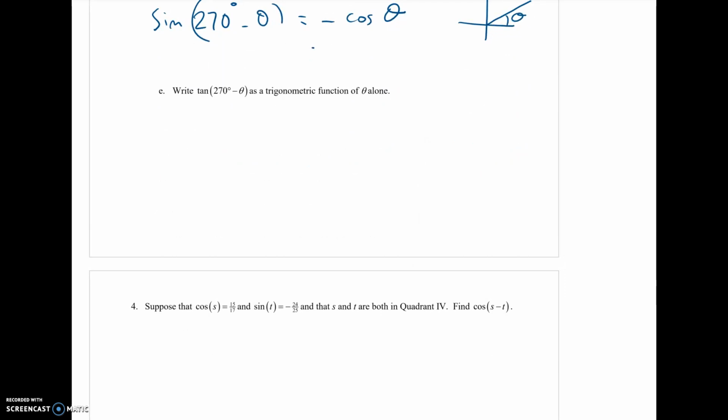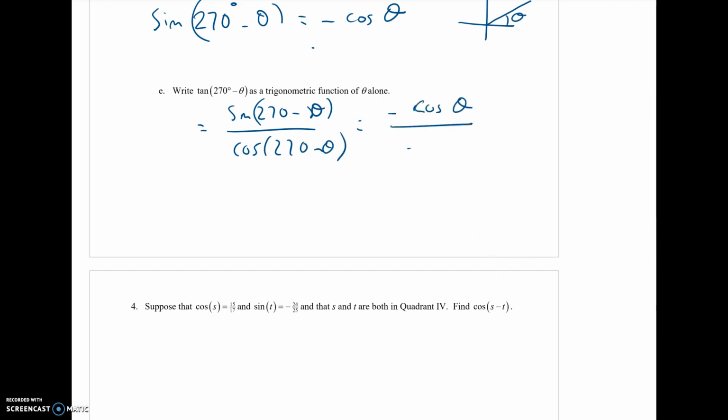All right, so let's try to work on problem E. Tangent of 270 degrees minus theta is equal to what? It's equal to sine of 270 minus theta divided by the cosine of 270 minus theta, which is minus cosine theta, as I just said previously, divided by minus sine theta. You will find out very easily that it is equal to negative cotangent of the angle theta.